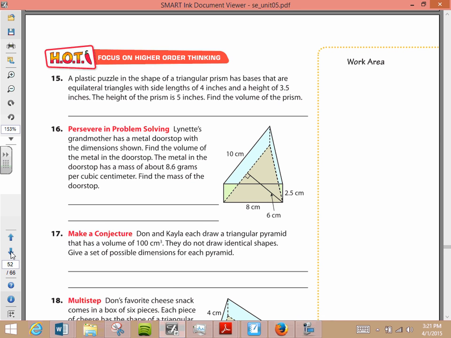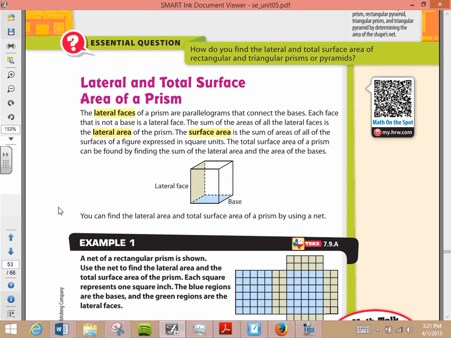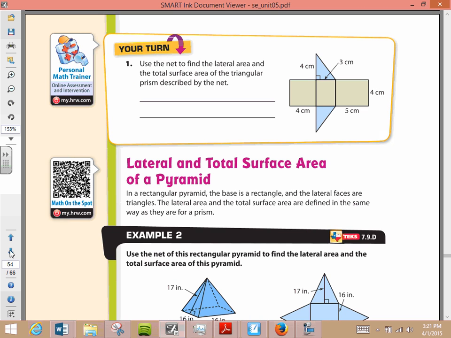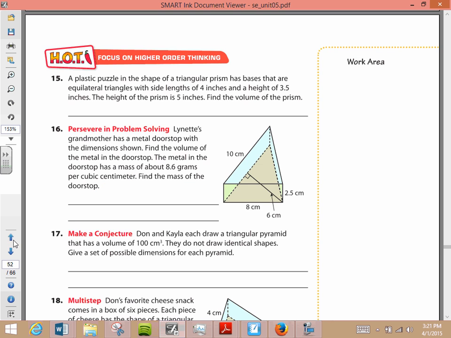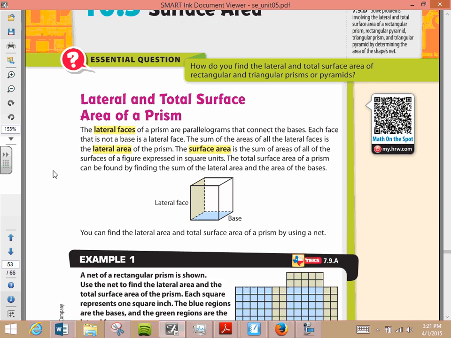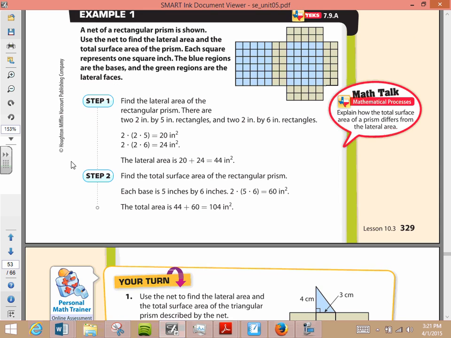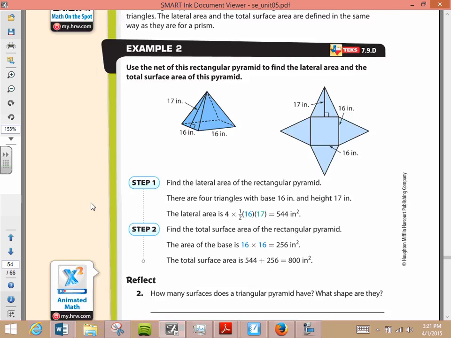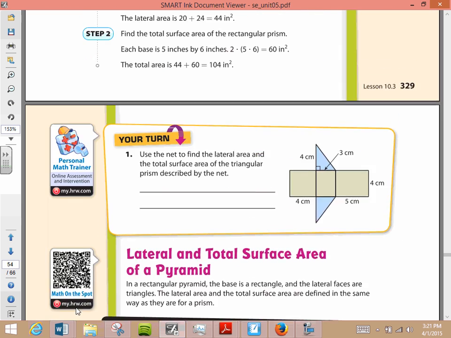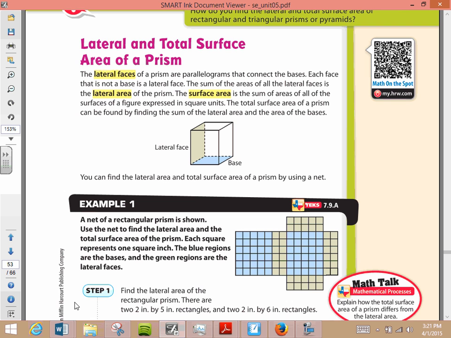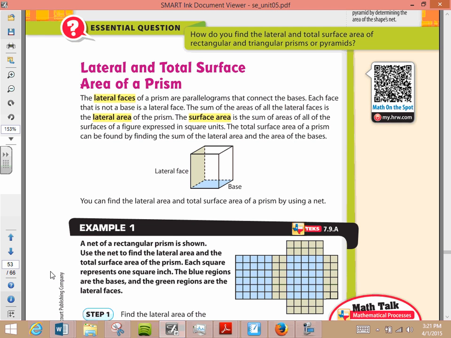All right, and now that we're done with that, we're going to move on to lateral and surface area. We do the whole page. What is your question? Everything? We do the whole page. Just the front page. All of it. Yeah, all of it in the front page. No, we're not doing those. All right, y'all. So we're doing lateral and total surface area. What? What happened?